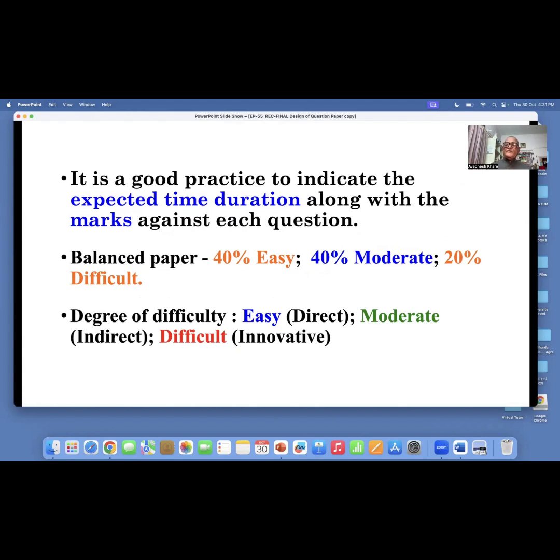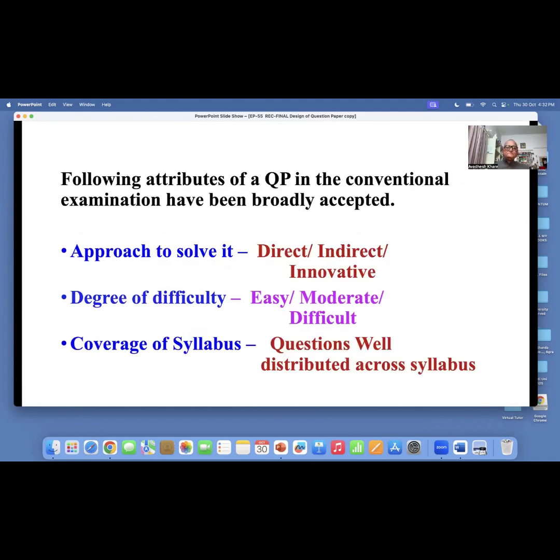A balanced paper is one which has approximately 40% easy questions, 40% moderate questions, and 20% difficult questions. The degree of difficulty of an easy question is direct: it has to be attempted directly based on the formula. Moderate means indirect attempt. Difficult means innovative methods.